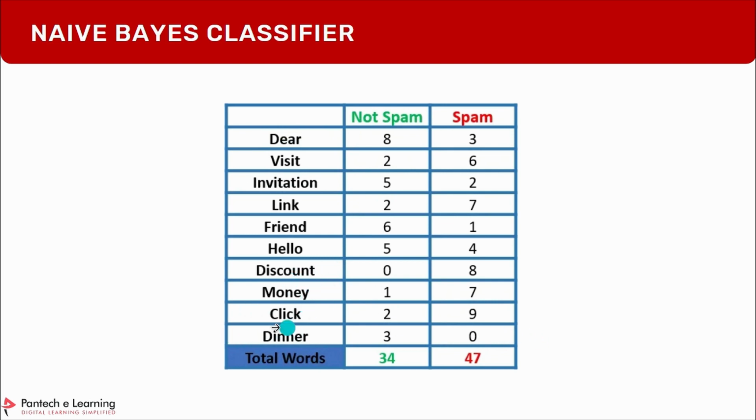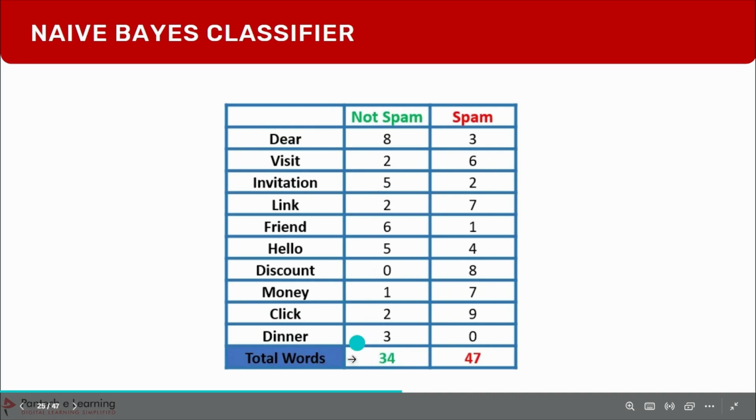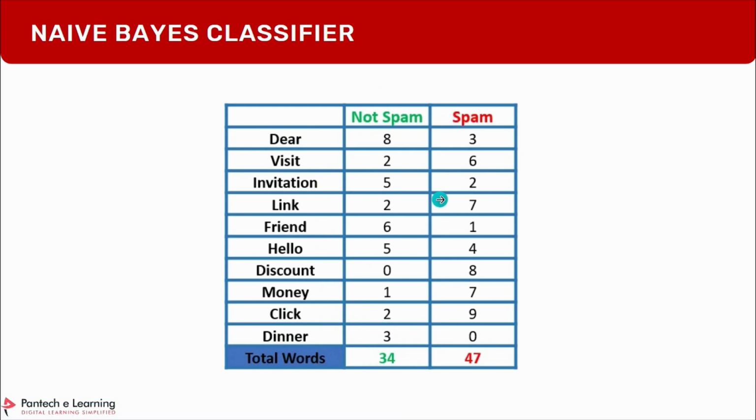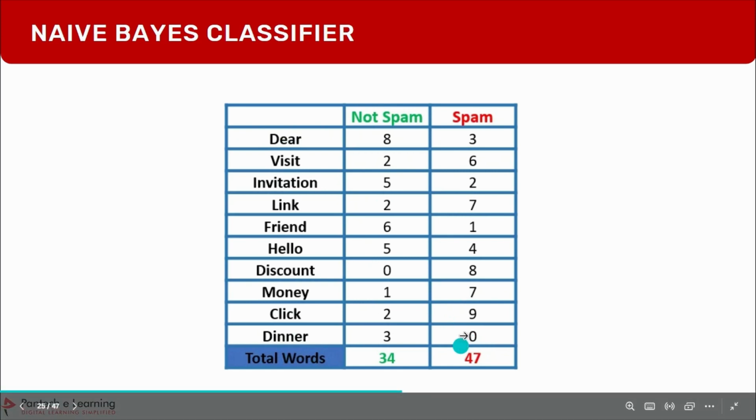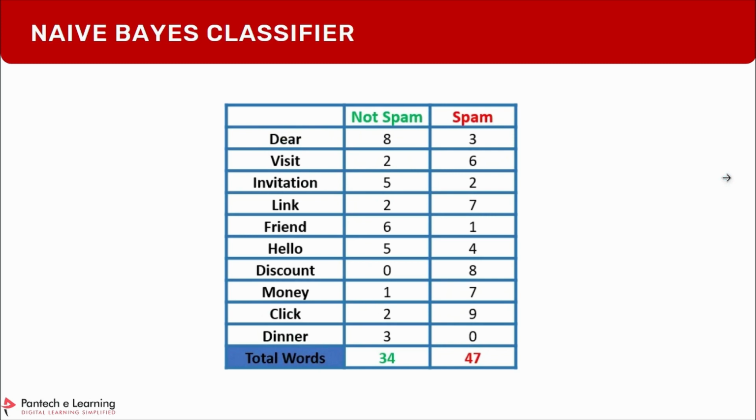The total number of words in not spam is 34, and if you want to find the probability, you divide by that total occurrence, which is 34. For spam, the total count is going to be 47, and you can count that too. With that we will be calculating probability.